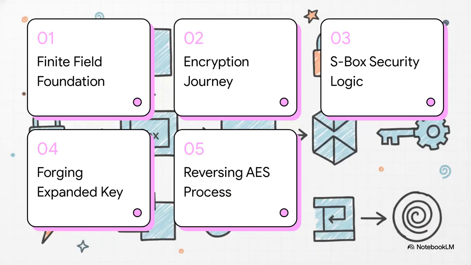First, we'll establish the physical laws of our digital world with the finite field foundation. Then, we'll track a byte's actual encryption journey, dig into the S-box security logic, see how we forge the expanded key, and finally, figure out how to safely reverse the whole process to rescue our data.